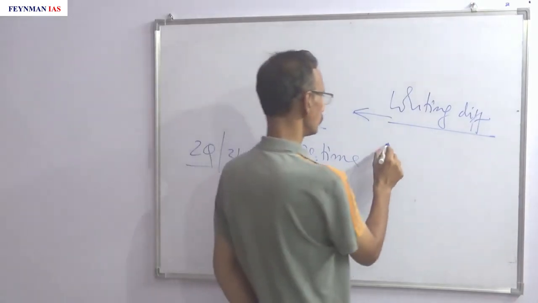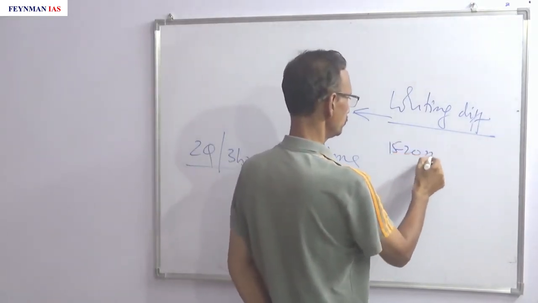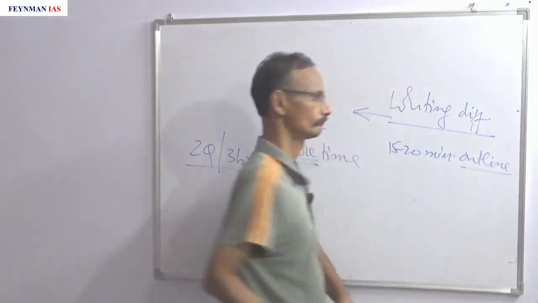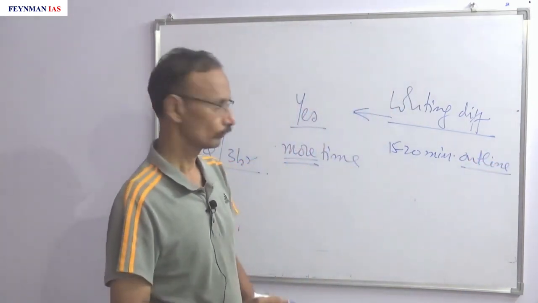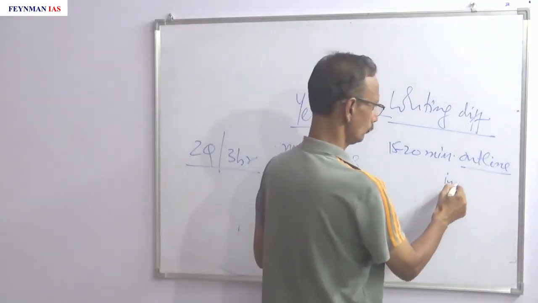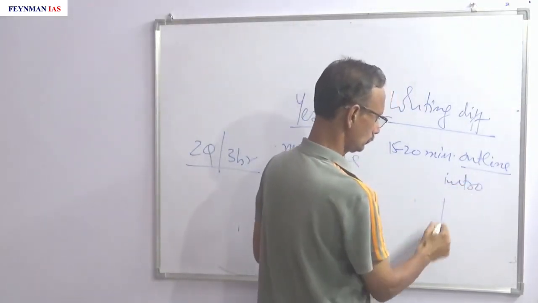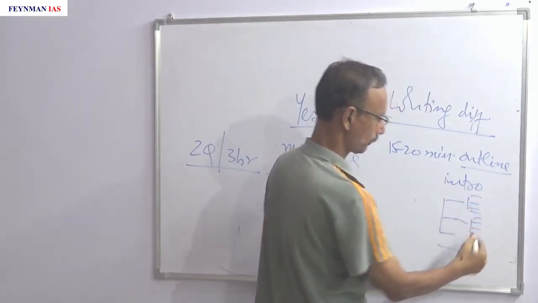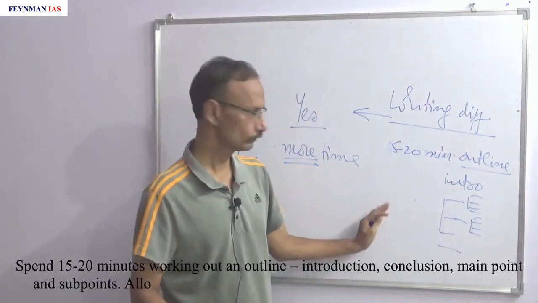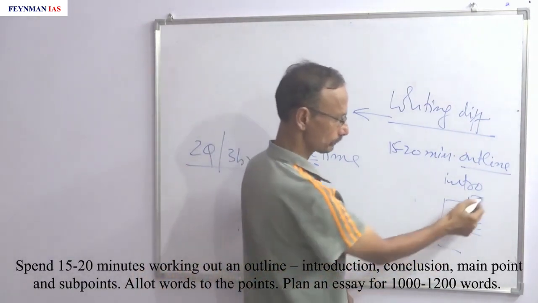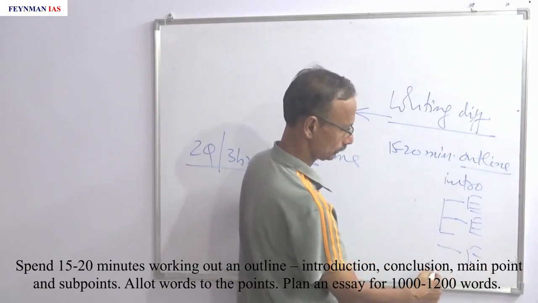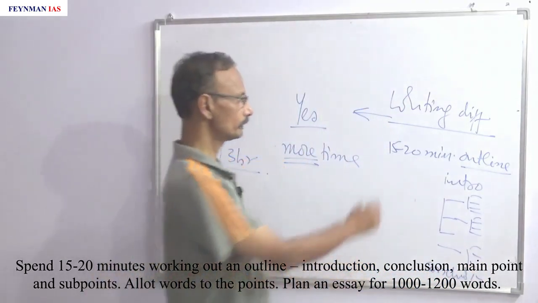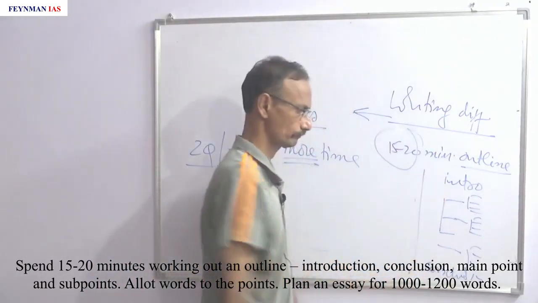You can spend 15 to 20 minutes for outline. Outline includes working out introduction, main body, subpoints. Like this, outline can look like a tree. Main points, subpoints, conclusion. You can spend 15 to 20 minutes on outline.